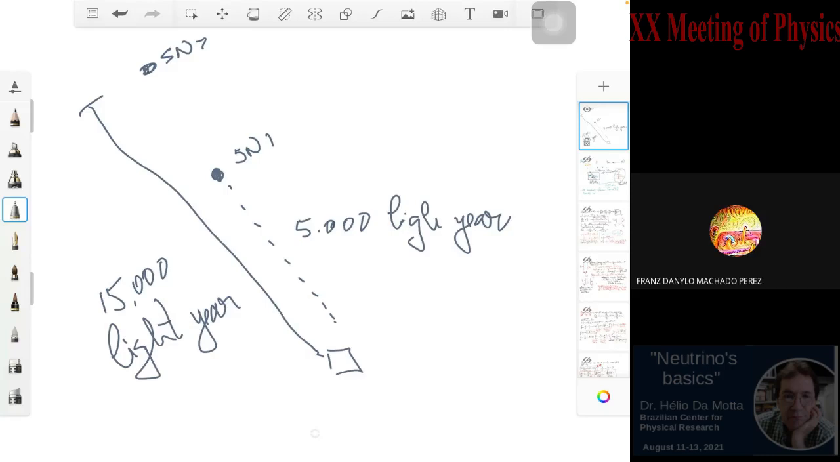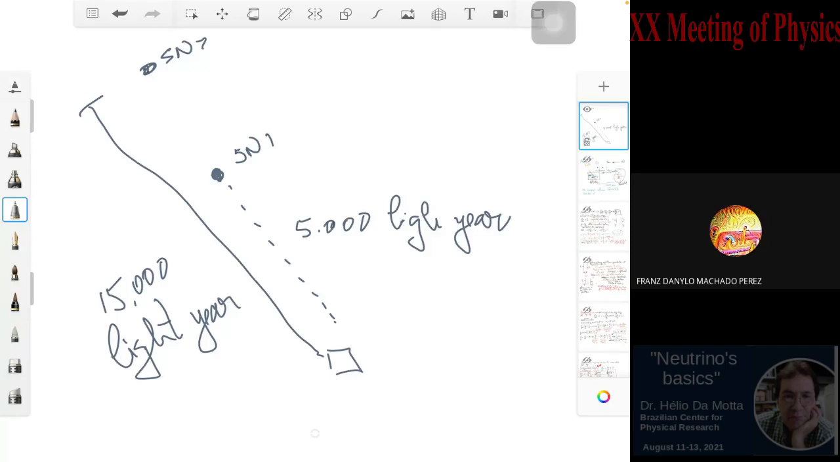If the signal gets here at the very same time, that's an extreme coincidence. It means that the other one exploded 15,000 years ago in exactly the same synchronism with supernova 1. This is simply not going to happen. And if that happens, we're going to think that it's only one supernova. This is extremely unlikely.